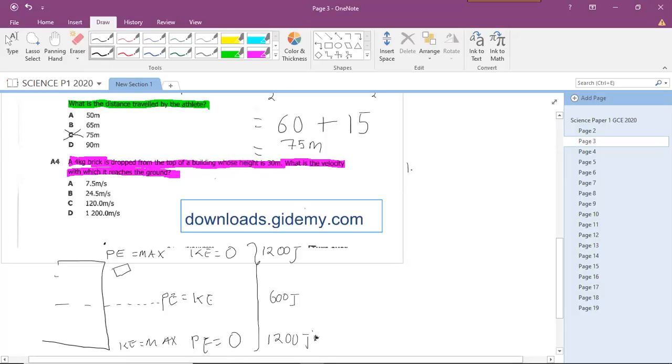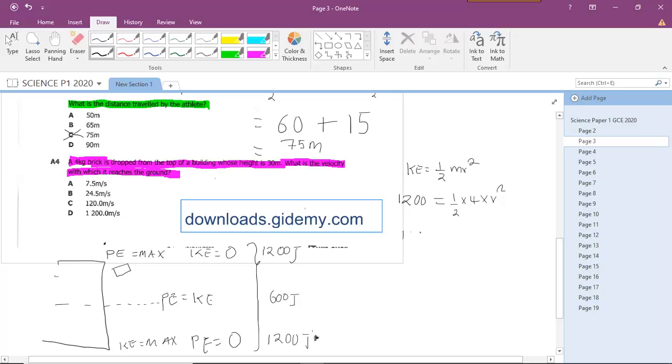So you say kinetic energy is half mv squared. So the kinetic energy before it hits the ground will be the same as the potential energy because of the law of conservation of energy, which is 1,200, will be equivalent to half the mass we've been given. So the mass is 4 kg multiplied by the velocity squared that we want. We want velocity. So at the end of the day, we have to make v the subject of the formula.